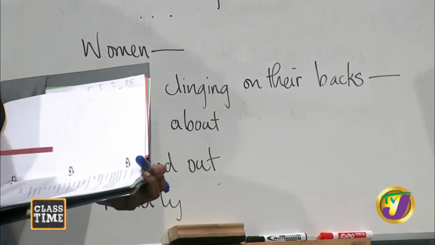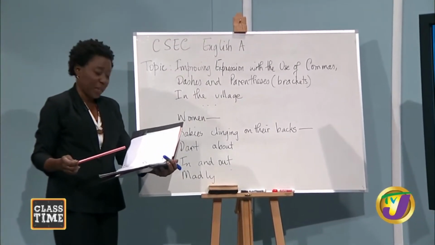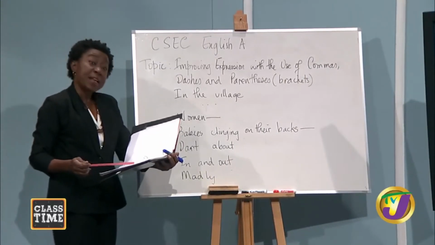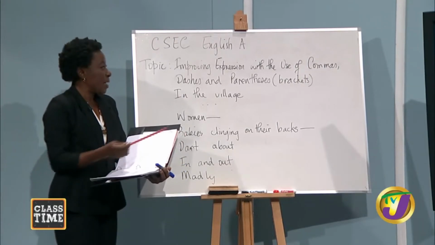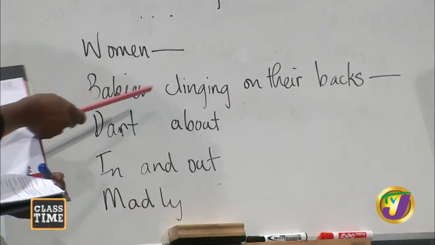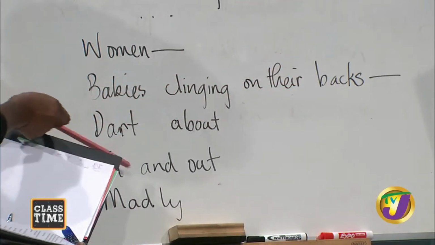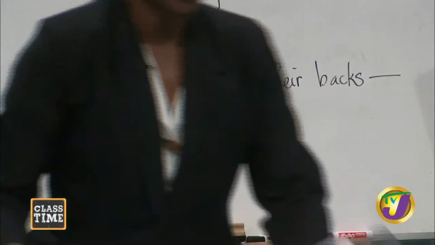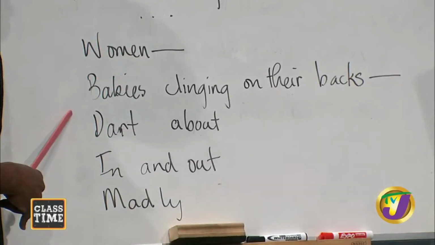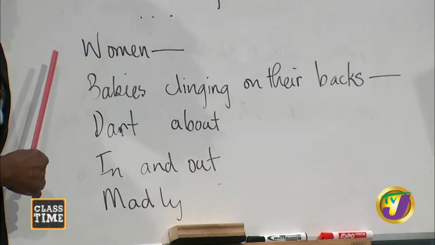He says, in the village, screams of delighted children toss and turn in the whirling wind. And I pick up right here. Women, babies clinging on their backs, dart about in and out madly. Now, study this line very carefully. Do you see the parenthesis that's inserted in the thought?